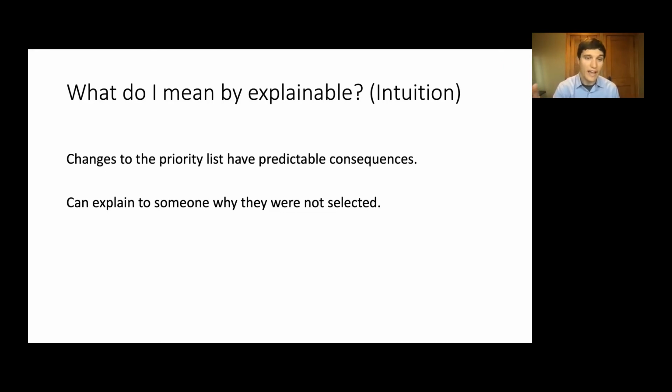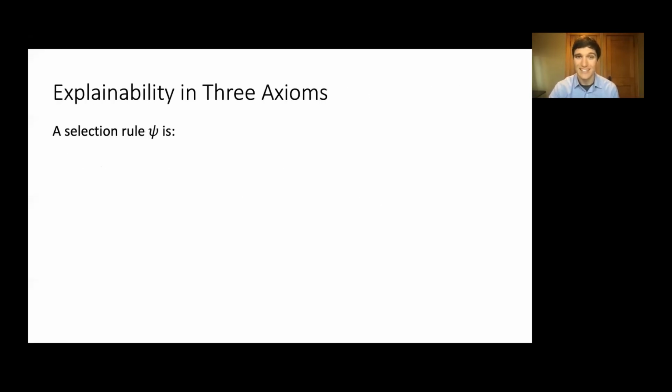And then ideally, if we have this structure, what this will allow us to do is to explain to someone, say a disappointed applicant who wasn't chosen, why they weren't chosen. Okay, so that's the intuitive goal. Here's how I formalize this. I formalize it with three axioms, and I would love your feedback, maybe at the end of the talk, about these axioms, because I think that's the heart of the characterization that we have.